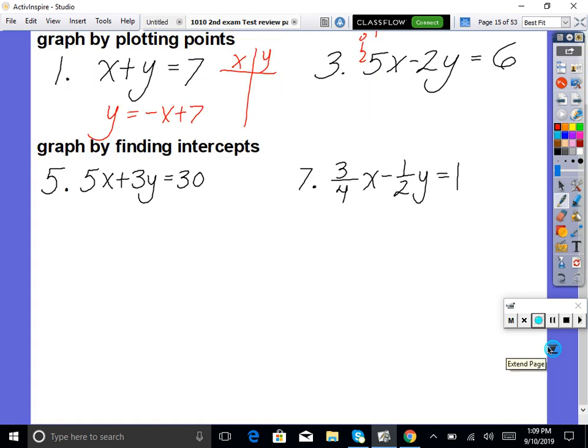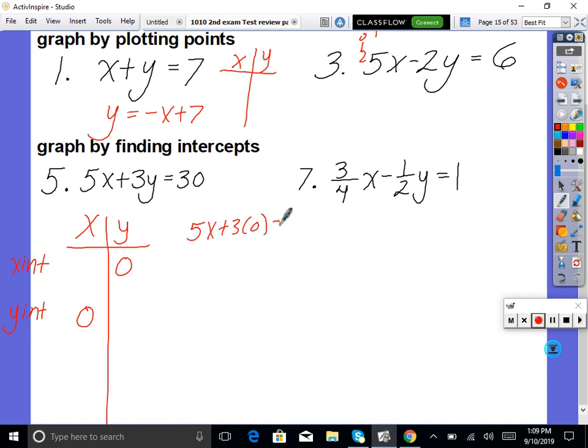But graphing by finding intercepts, there's a couple different ways to do it. Once again, if you're asked to graph by finding intercepts, you are still just graphing by plotting points, but you have to do the x and y intercepts. Just remember, x-intercept is when y equals 0. The y-intercept is when x equals 0. So you have to start there. So let's plug in 0 for y. So that'd be 5x plus 3 times 0 equals 30. So then we'd have 5x equals 30, so x must equal 6.